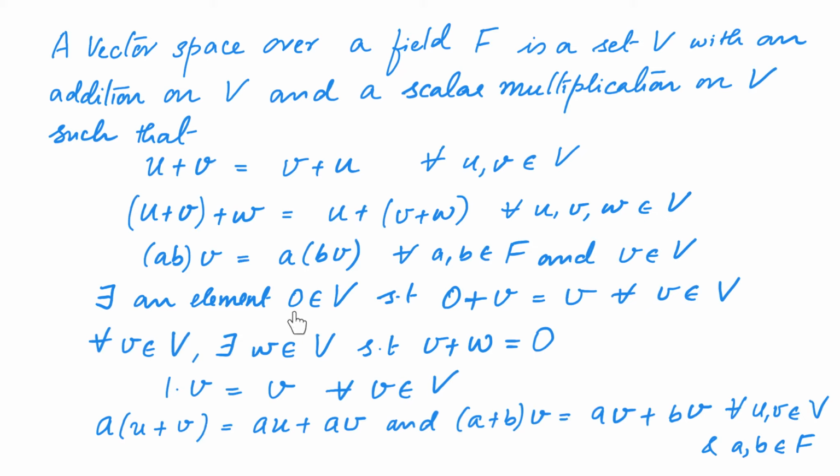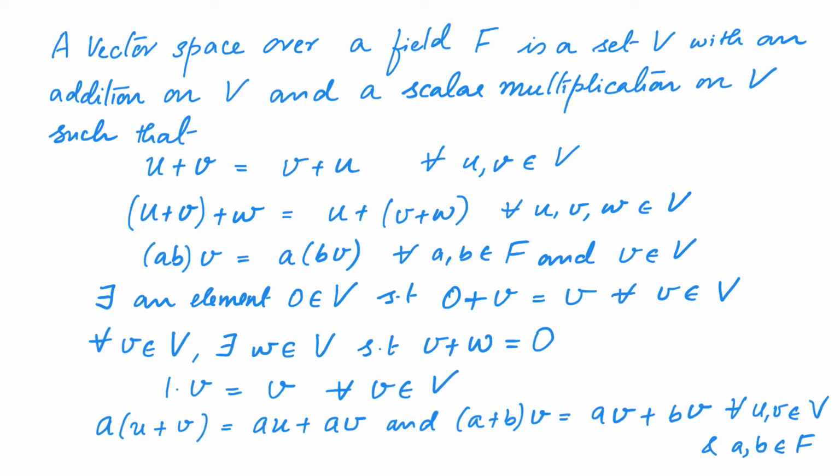And given such an element 0, for every element V in capital V, there exists a W such that V plus W is equal to 0. This W is called the additive inverse of V. Once again, in Rn or Cn, for an element x1, x2, etc. up to xn, minus x1, minus x2, minus x3, etc. up to minus xn is the inverse element.